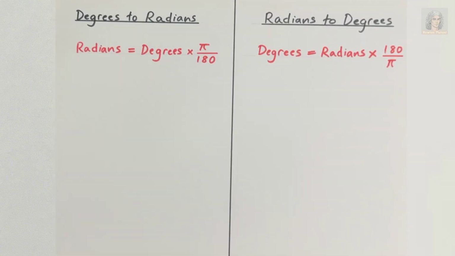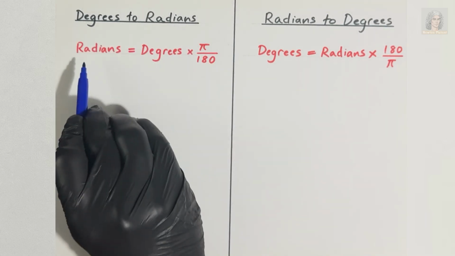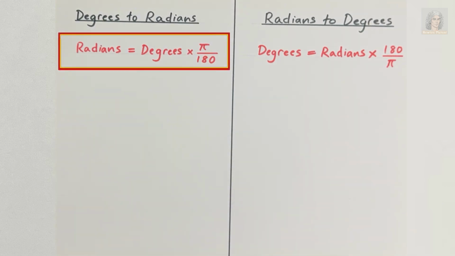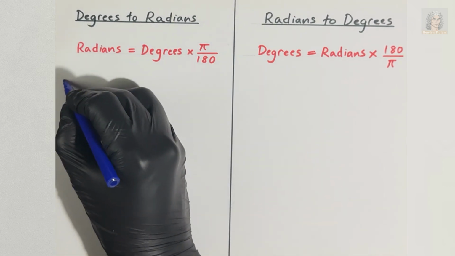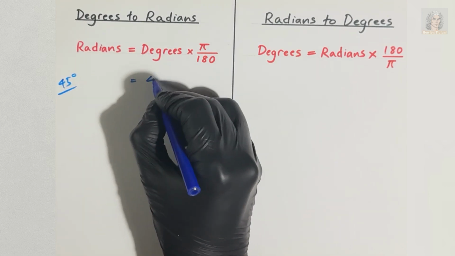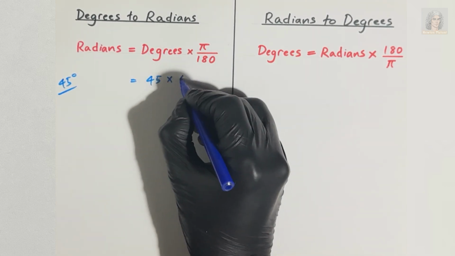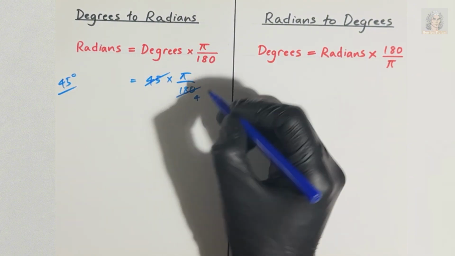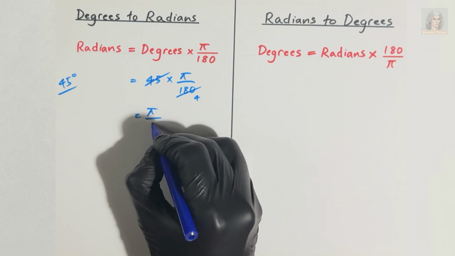Now let's look at some conversion examples. For converting degrees to radians, we can rearrange the previous formula as follows. Radians equals degrees times pi over 180. First, let's convert 45 degrees into radians. Simply plug into the formula. 45 times pi divided by 180. 4 45s are 180, so we have our answer. Pi over 4.